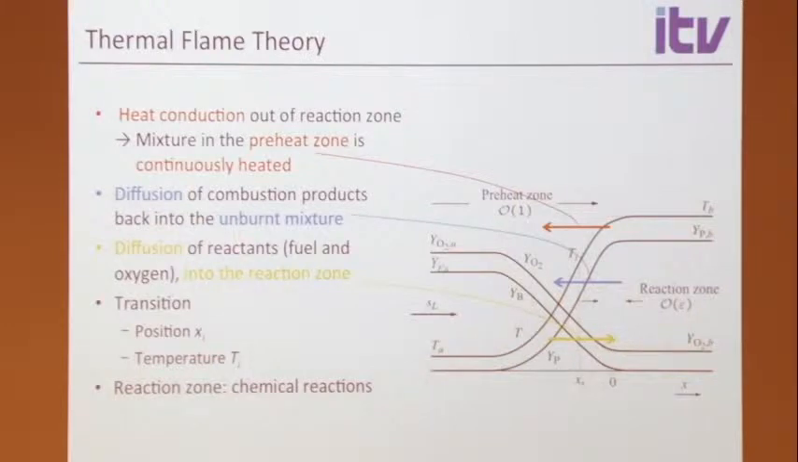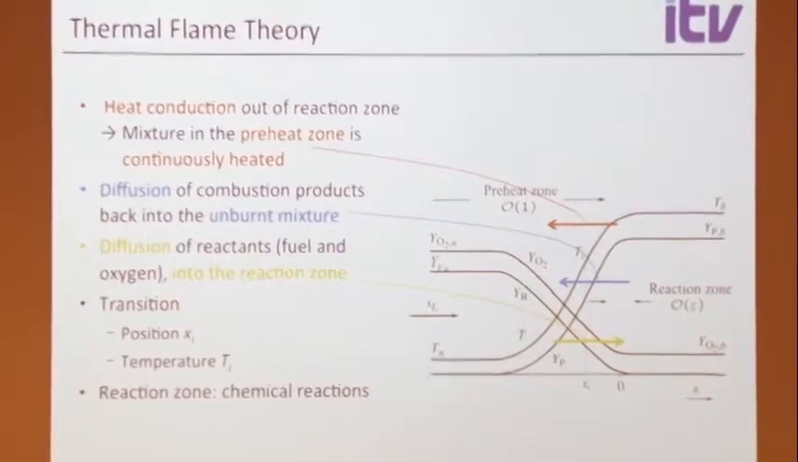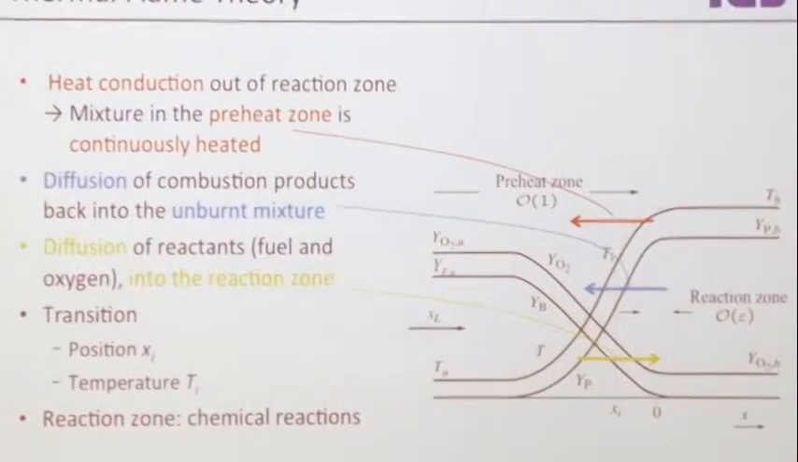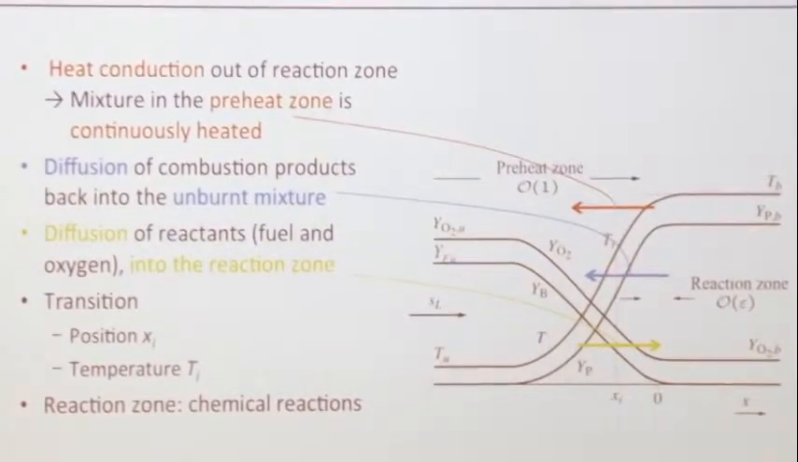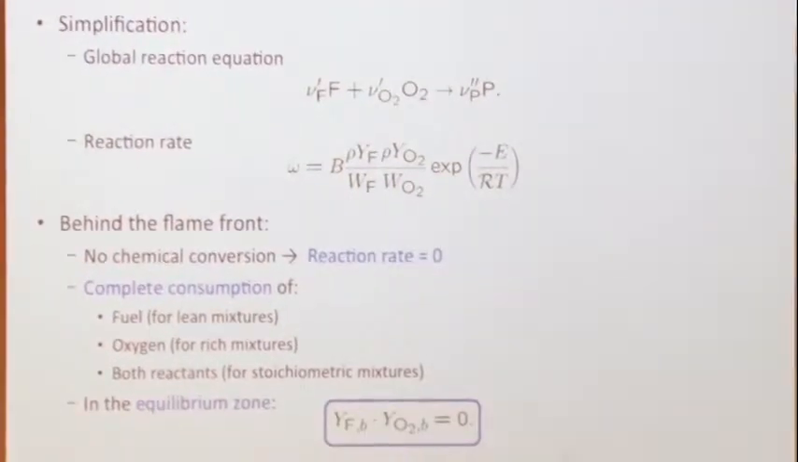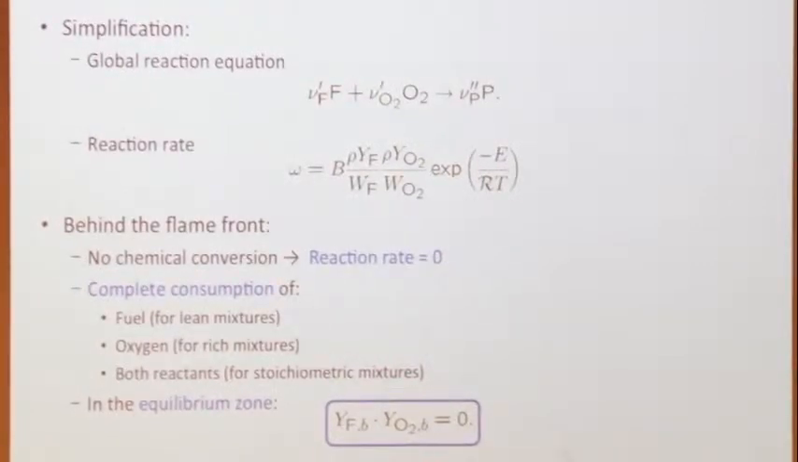Here we talked about these things earlier. You have heat conduction here. Species diffuse into the flame front, and so on. And we also introduced this ignition temperature vaguely earlier. Okay, simplification here: we want to use a one-step global reaction. Fuel plus oxygen goes to products. And then the reaction rate looks like this.